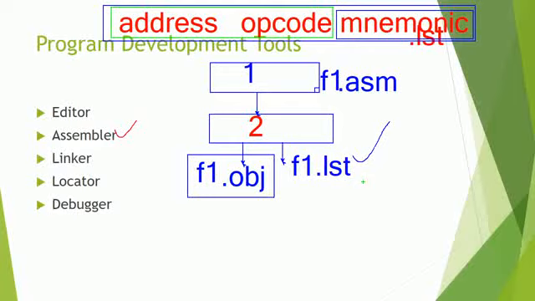So the data list file is going to be used by the developer in order to cross-check if there is an error during the execution of the program. Now, the assembler is the one which takes the .asm file and creates two files, f1.obj and f1.lst. So we now have the .obj file.